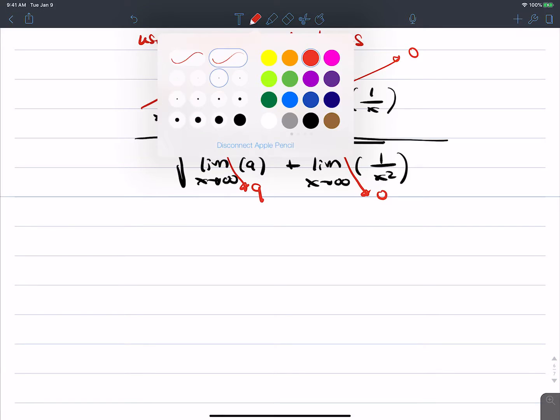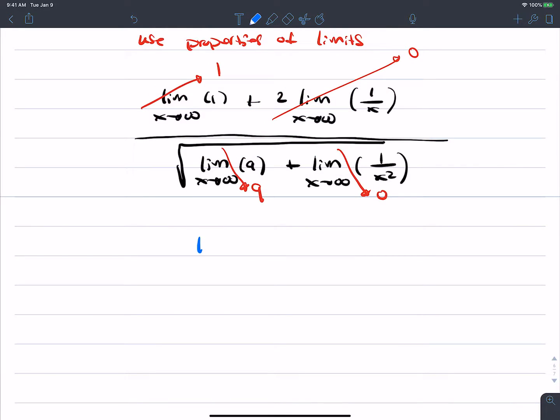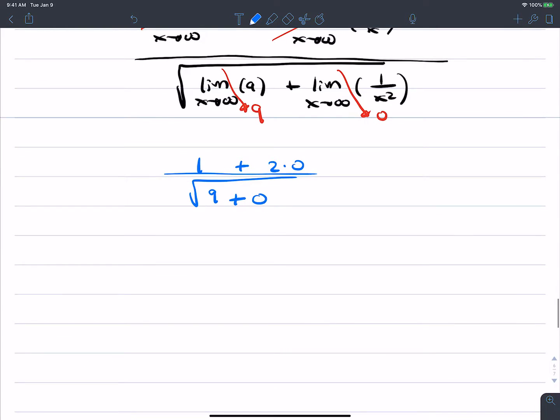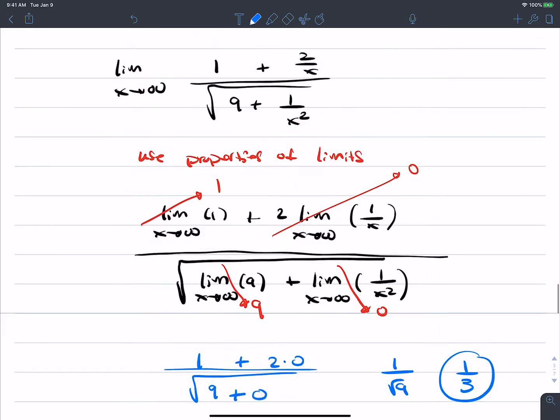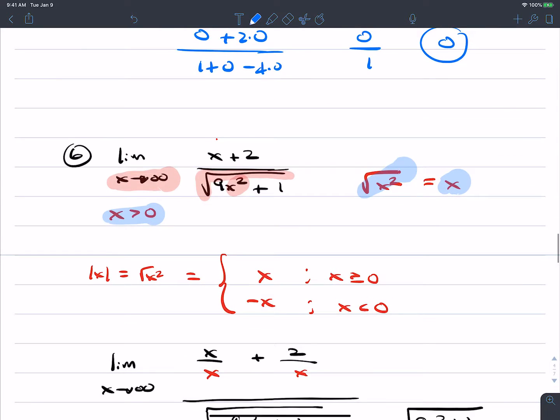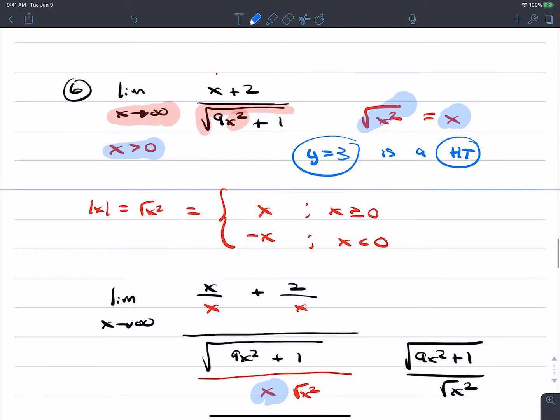So if we put this together, we notice that this is 1 now plus 2 times 0 over square root of 9 plus 0. And doing our arithmetic, we end up getting 1 over the square root of 9, which is going to be 1 what? 1/3. So what we can say now here is that, let's put it here, y equals 1/3, since 1/3 is finite, is a what? It's a horizontal tangent.